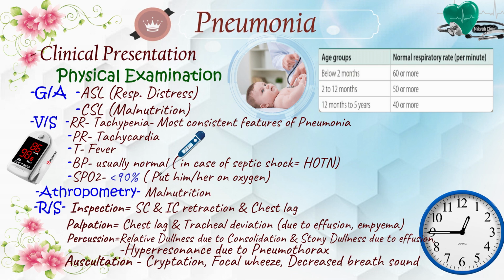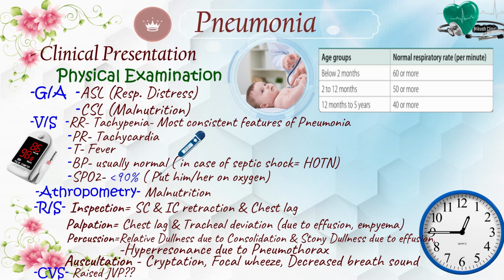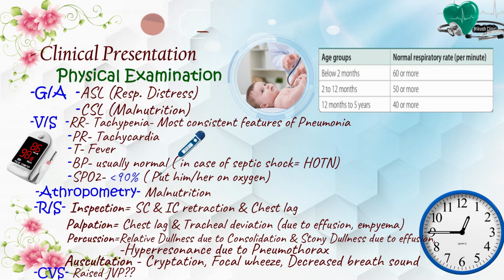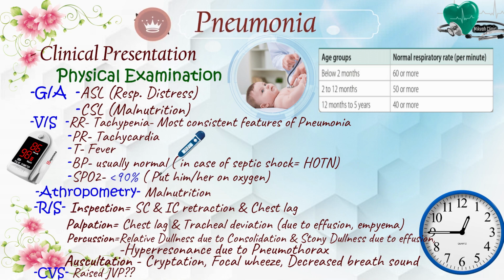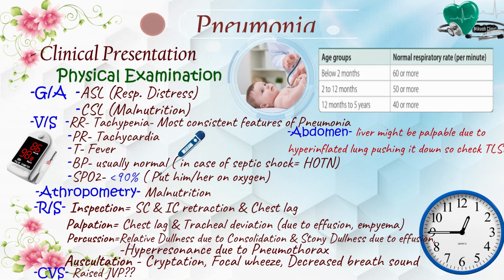Under the cardiovascular system, we don't expect much special finding, but JVP might be raised, though we usually don't measure JVP in children. On the abdominal examination, there is one thing that we should know. The liver might be palpable, and we may consider it as the presence of hepatomegaly, but it's not true.